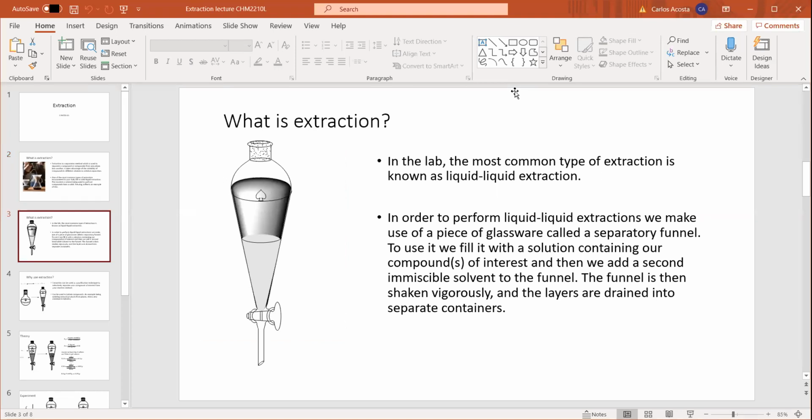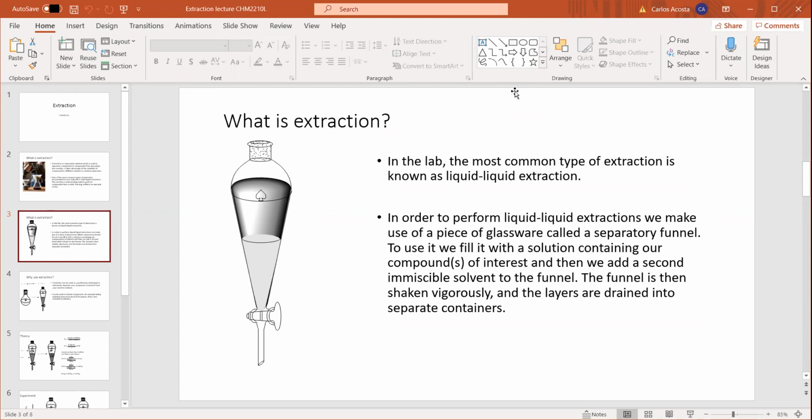But in the lab, most of the extractions we do are not solid-liquid extractions, they're liquid-liquid extractions. And in order to perform the liquid-liquid extraction, we need to use a piece of glassware that's called a separatory funnel. Now, to use this glassware, we have to first fill it with a solvent that contains our compound of interest. So it's a solution with your compound of interest in it. And then we add a second solvent, which we'll call solvent 2, into the separatory funnel as well.